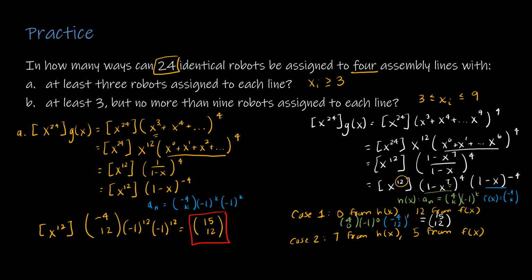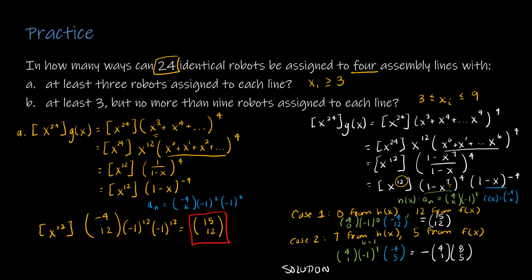Now, case 2 says I have 7 from h of x. So remember, that means k is 1 because I'm taking 7 at a time. So this is 4 choose 1, negative 1 to the 1. And then 5 from f of x, I'm using negative 4 choose k, so that's negative 4 choose 5. Simplifying that one, 4 choose 1, and then the negative 1 to the first. So I'm just going to write negative 4 choose 1. And then negative 4 choose 5 is 4 plus 5, or 9, minus 1, which is 8. 8 choose 5. So what is my final solution?